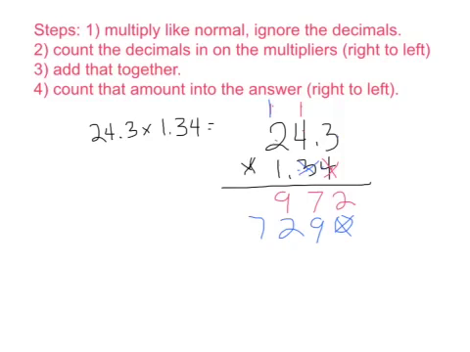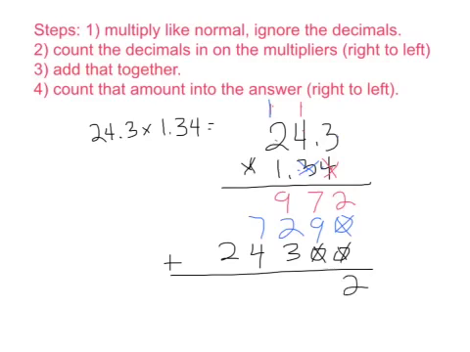Alright, the next one, it's 2 spots to get to this one, so I'm going to go ahead and put 1, 2 placeholders. And now 1 times 3 is 3. 1 times 4 is 4. 1 times 2 is 2. And I add those together. No decimals here. No, no, no. No decimal there. Alright, then 2 plus 0 is 2.